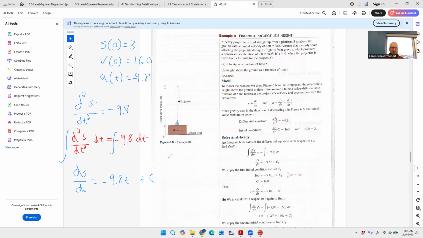Okay? Now I'm going to take a look at this V0 equals 160 because I need to get my initial. So I need to get my plus C before I move on. And oftentimes C is this initial value, but you have to be careful, it's not always. Okay. So I now have this differential equation.